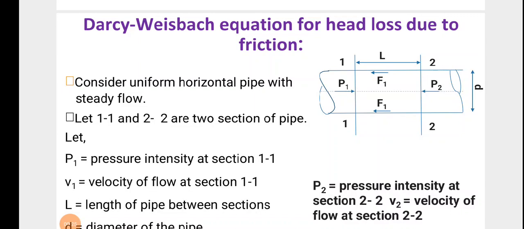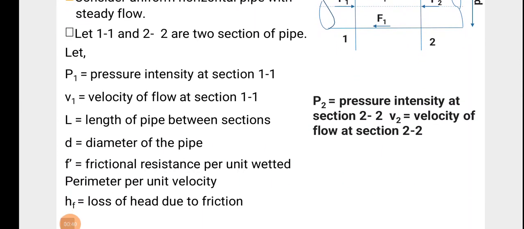Let sections 1 and 2 be the two sections of pipe as shown in this figure. P1 is the pressure intensity at section 1, V1 is the velocity of flow at section 1, L is the length of pipe between the sections, D is the diameter of the pipe, F dash is the frictional resistance per unit wetted perimeter per unit velocity squared, HF is the loss of head due to friction, P2 is the pressure intensity at section 2 and V2 is the velocity of flow at section 2.